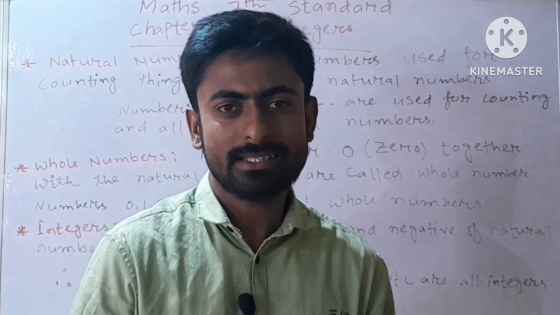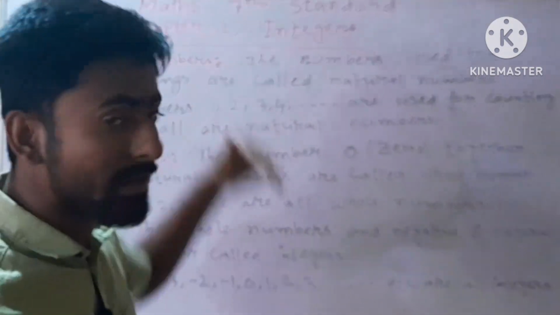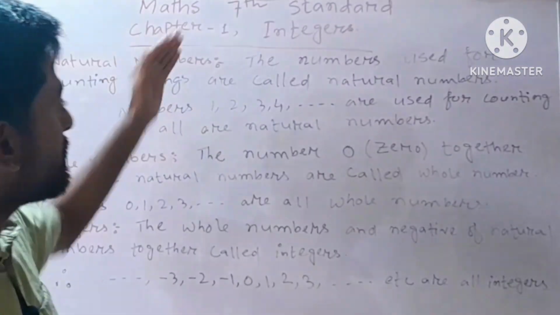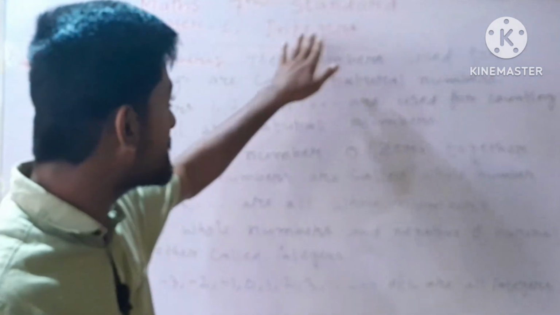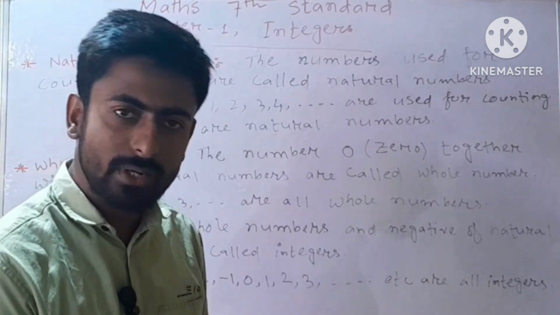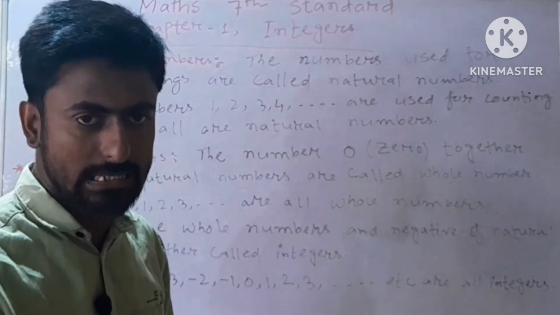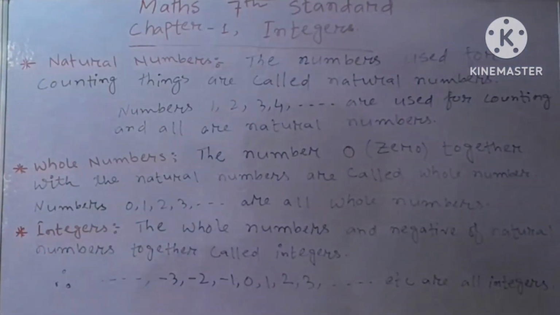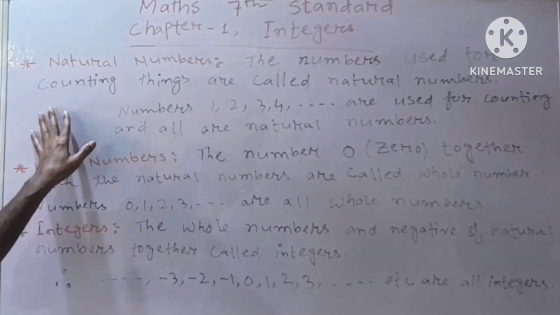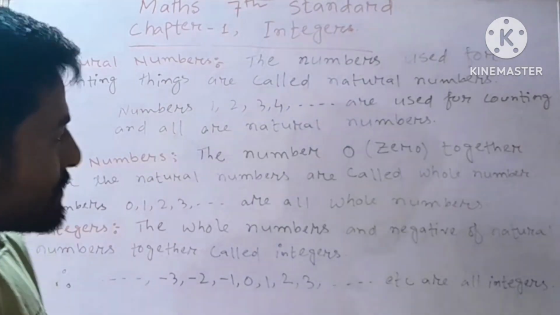Today in this class, we are going to start Maths 7th Standard, chapter number 1, chapter name is Integers. So in this class, we are going to discuss basic concepts on integers. For that, first of all, we have to know natural numbers. What is natural numbers, students?